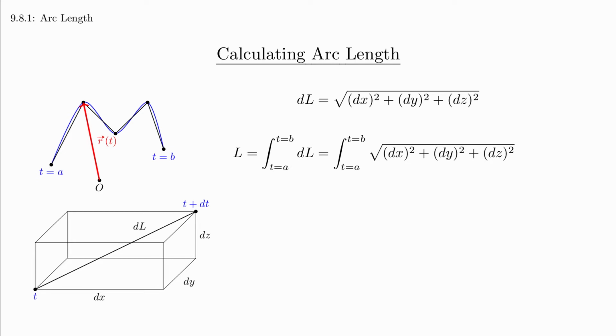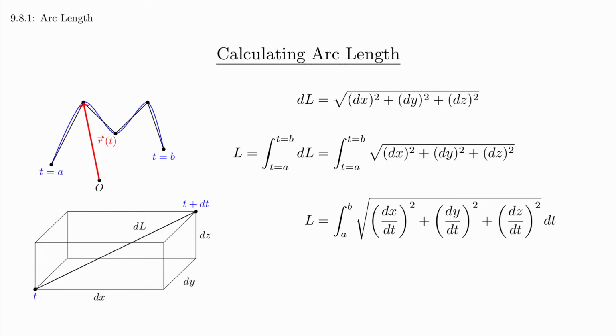Then the total arc length is the sum of these lengths. If we look at the right side of the equation, we don't have a variable of integration. We also need to convert the differential terms into derivatives. Fortunately, the parameter t saves us on both counts. We can factor out a dt from under the square root, which leaves us with derivative terms underneath and a dt on the outside. And this is the arc length formula.